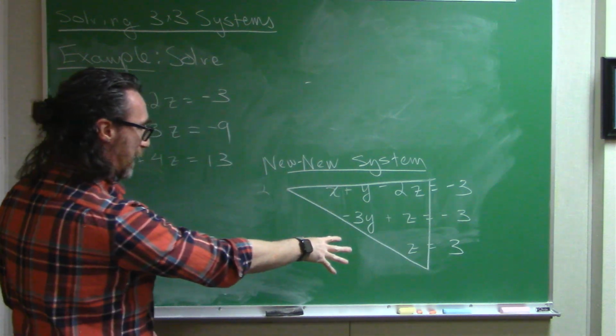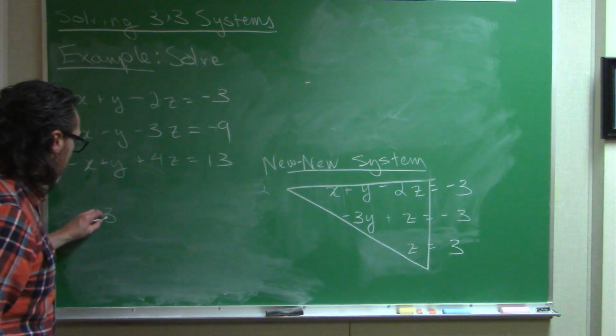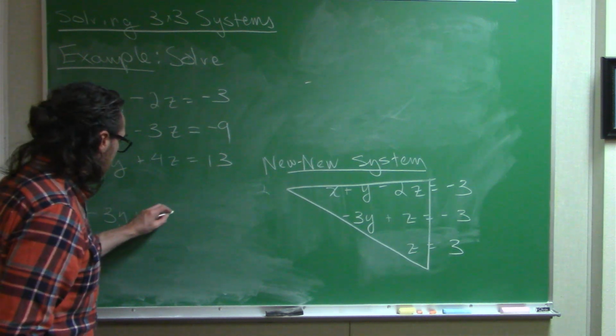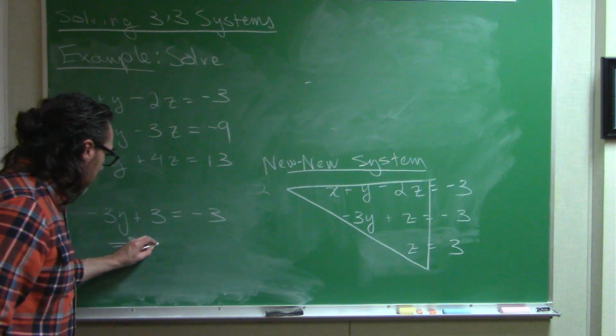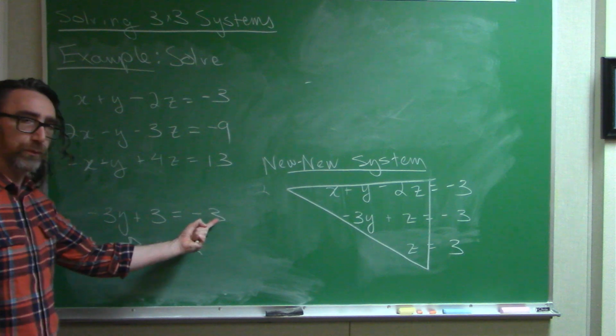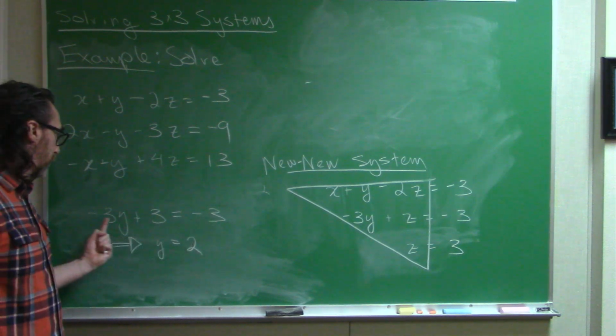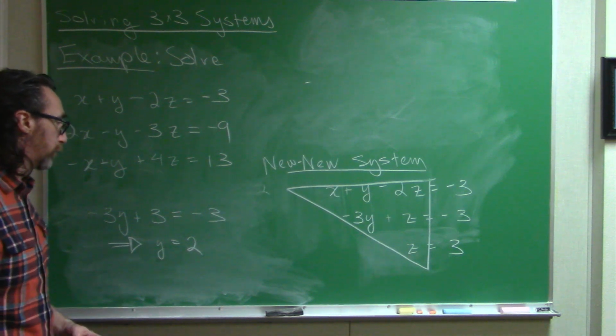So remember, this is now our system. So z equals 3. We bring that up to the second equation. Negative 3y plus 3 equals negative 3. I get y equals 2. Right? Subtract the 3 over. Negative 3y equals negative 6. That means y equals 2.